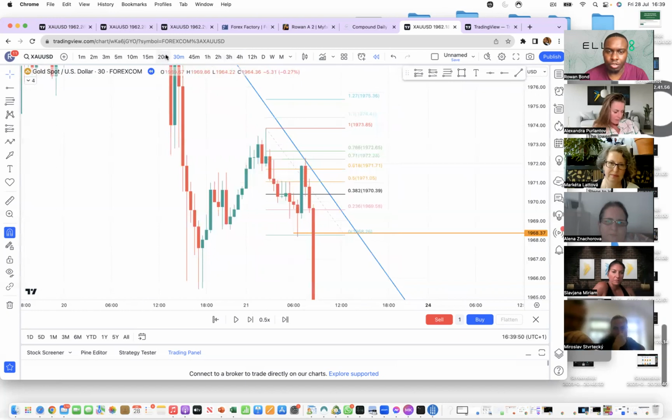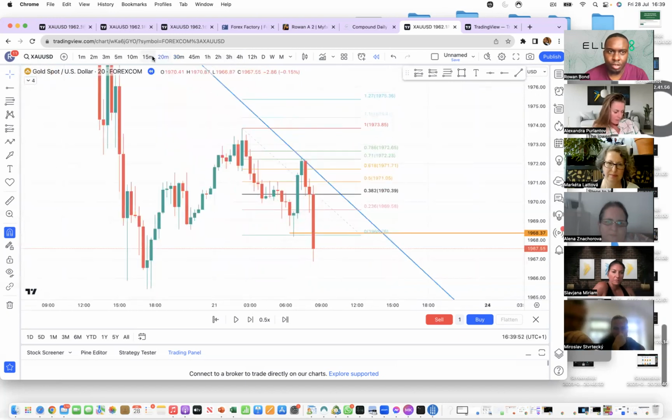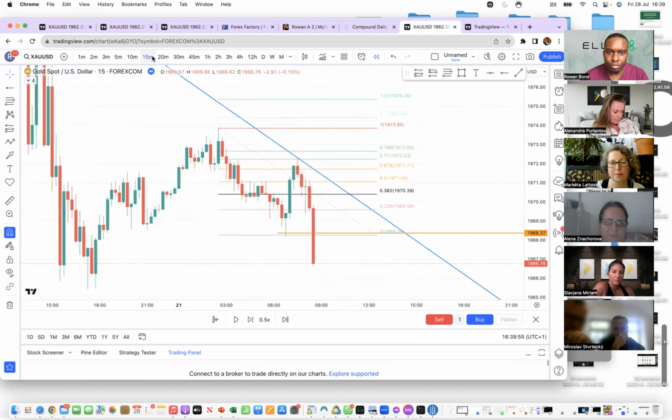Okay, so if you go to the smaller time frames, 15-minute, again, you can see another drop base drop in the 15-minute, gave you another confirmation that this is a strong area to sell.